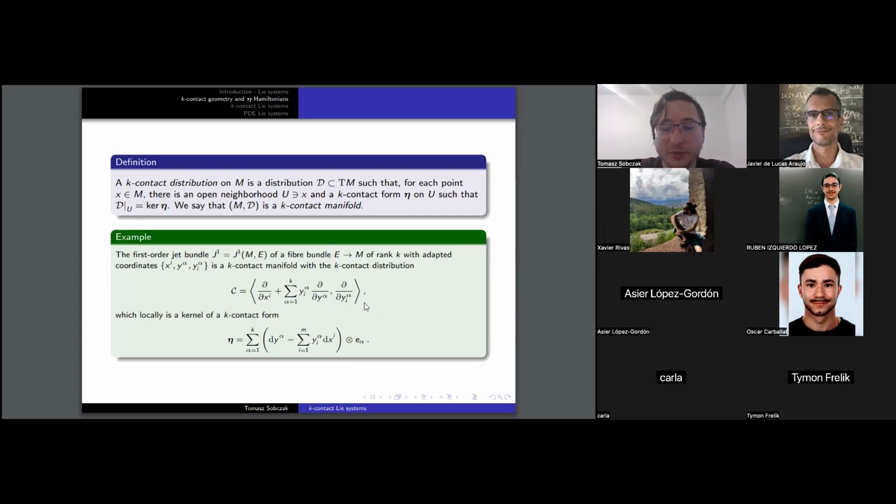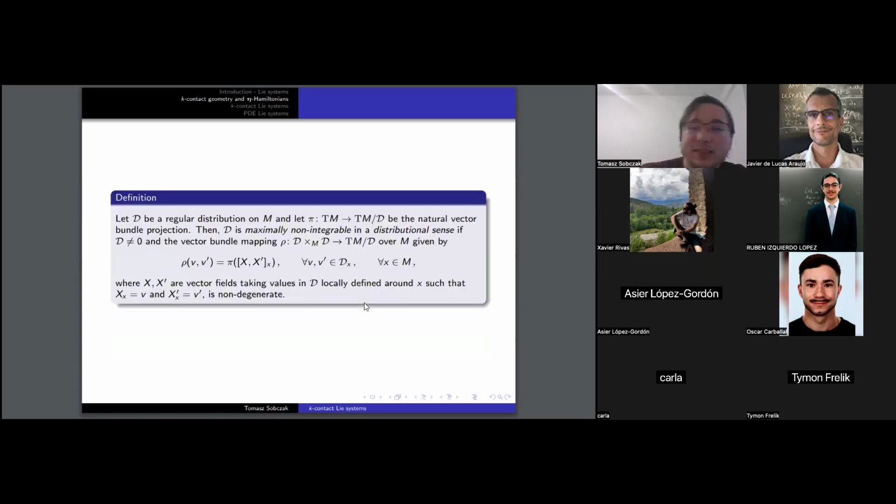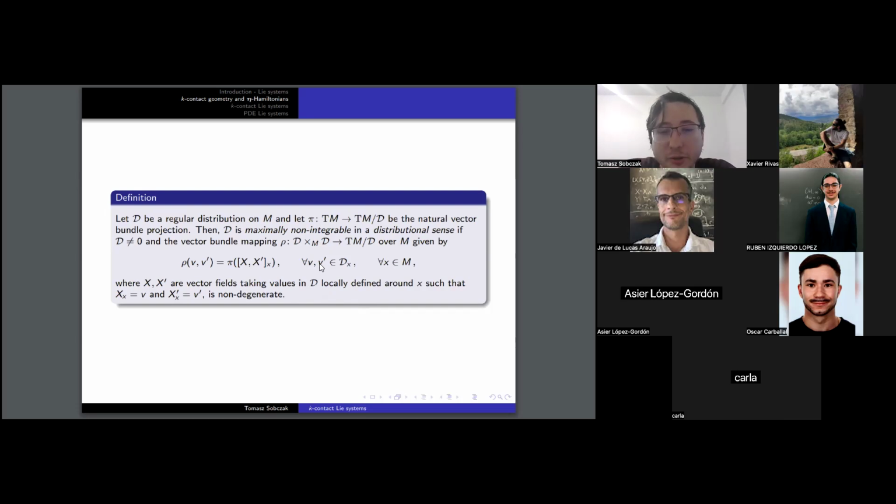Okay, this was just an example, to grasp the idea of what it means to be a k-contact distribution. And as I said before, we want to get rid of thinking that, okay, we have a k-contact form and now we will find the k-contact distributions. We want to do the opposite, maybe not the opposite, but to work without referring to it. And to do so, we have to introduce the notion of maximal non-integrability, which will be useful later.